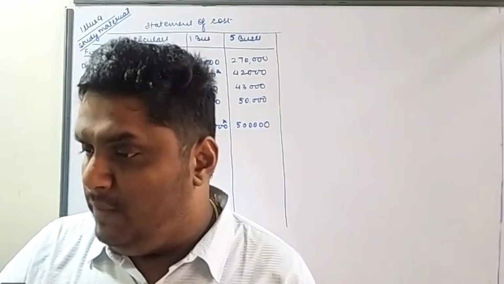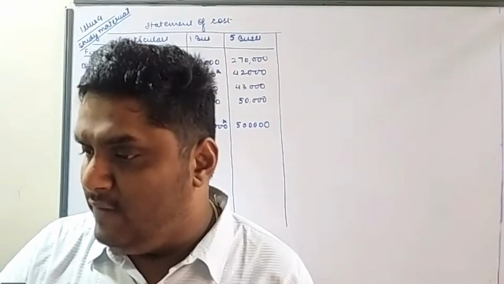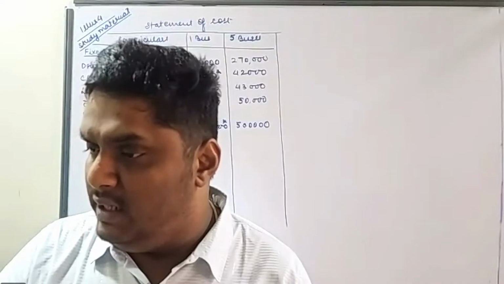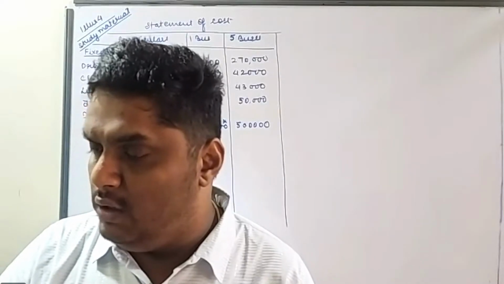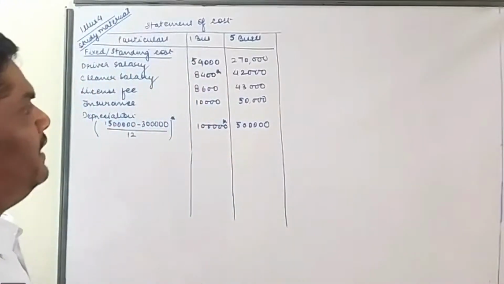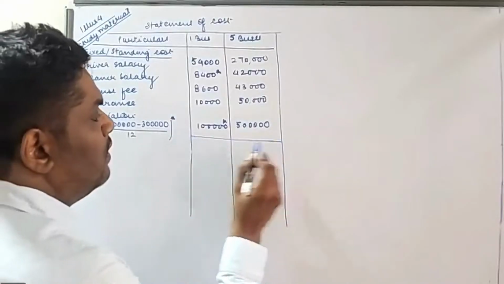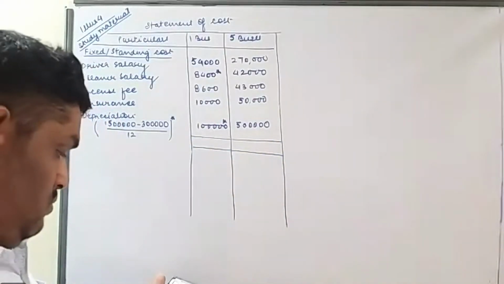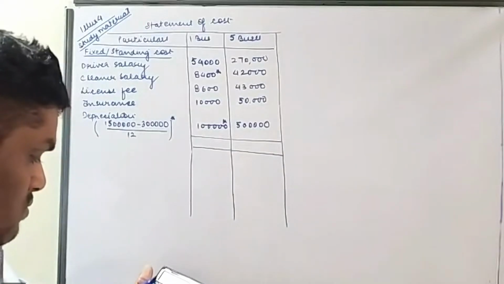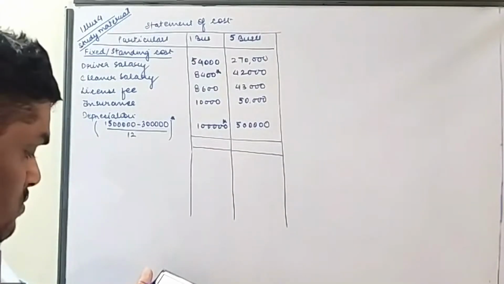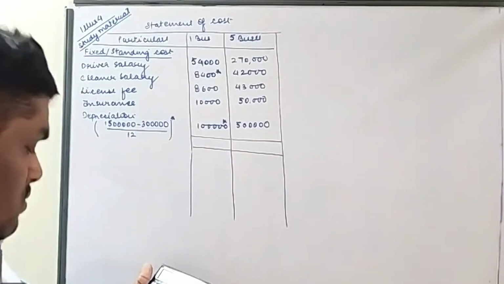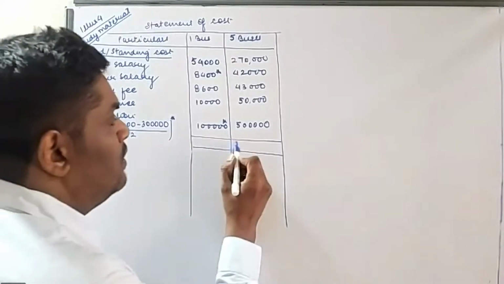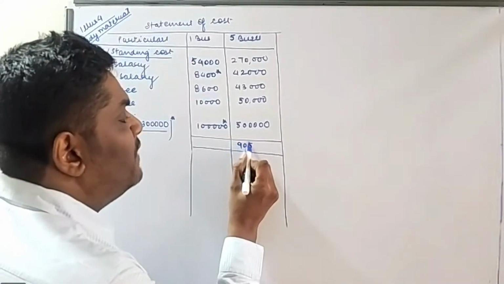So apart from repairs and maintenance and diesel cost, I have covered all the cost. So let's calculate the total. So this will be 9,05,000.